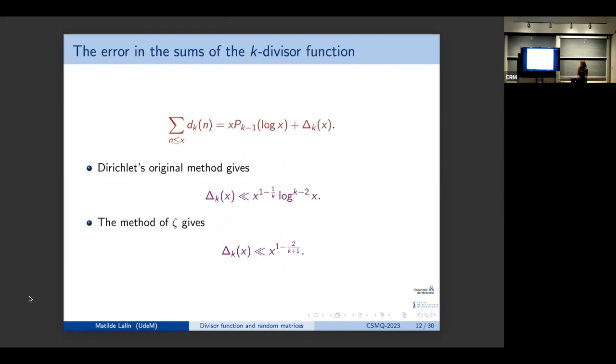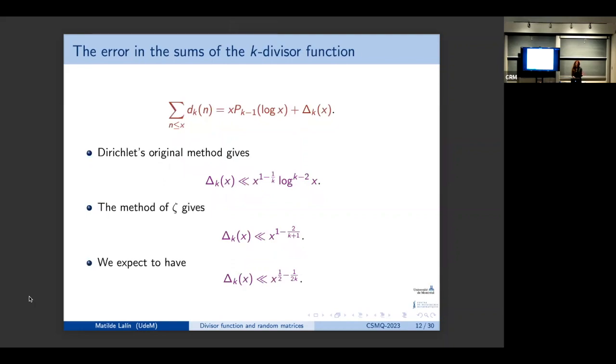If we use the zeta function, then we're going to get a better error term. We're going to get x to the 1 minus 2 over k plus 1. So we are subtracting something larger from that 1, so the final exponent is smaller. But what we would expect to have is x to the 1/2 minus 1 over 2k. So we expect something smaller than the square root of x.